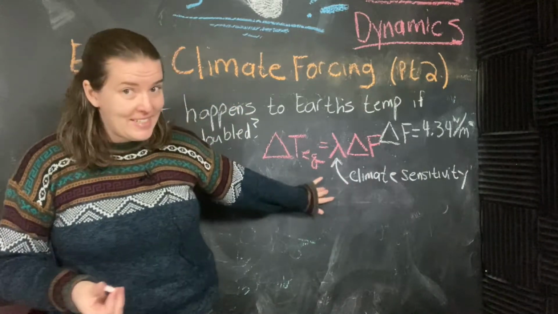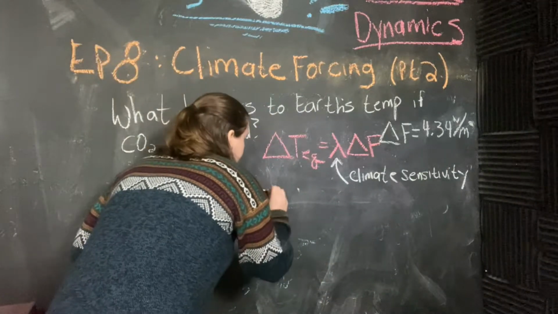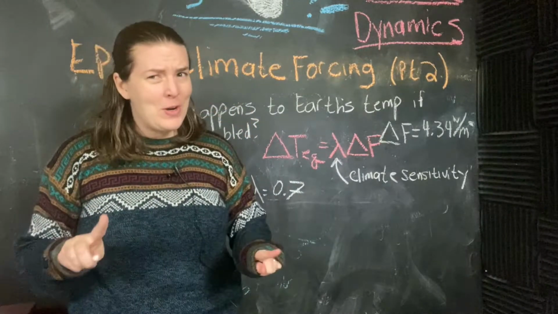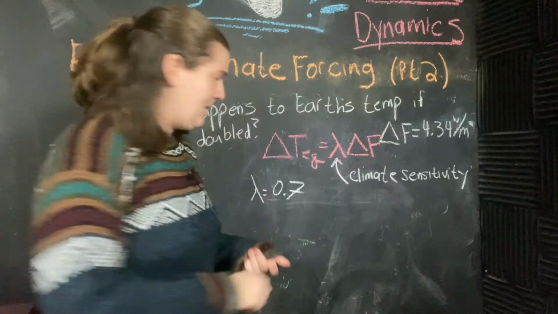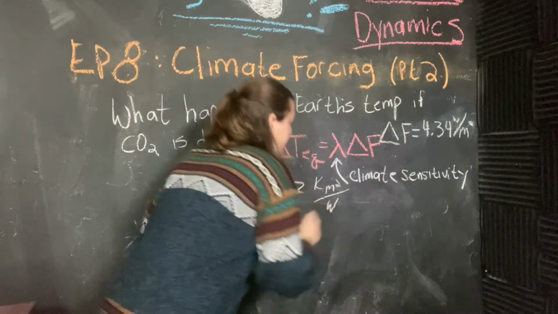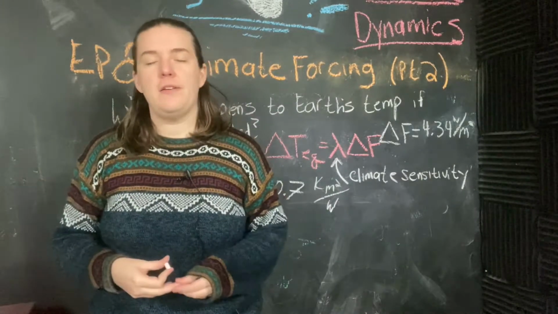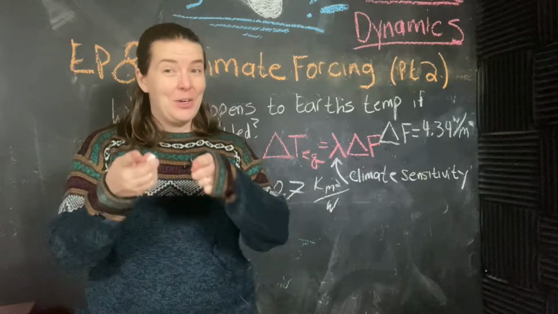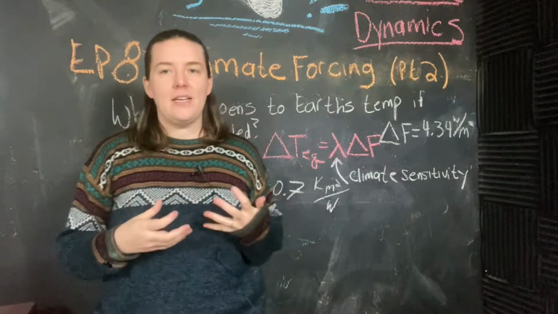So climate sensitivity, which is 0.7, and that should be a very weird unit, but it's degrees Kelvin meter squared per watt. So this 0.7 climate sensitivity. How do we calculate climate sensitivity? Great question. The basic idea of how you do it is this.